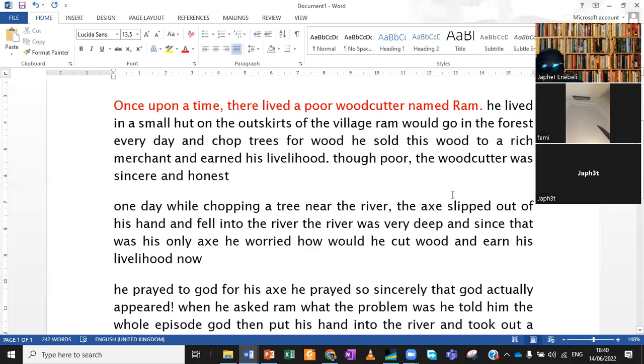He lives in a small hut on the outskirts of the village. So, Ram. Good. I mean, stop. What should I do here?